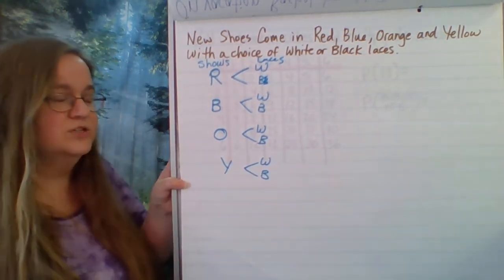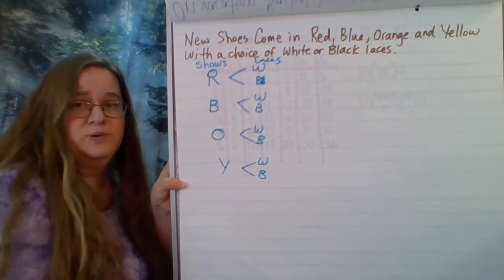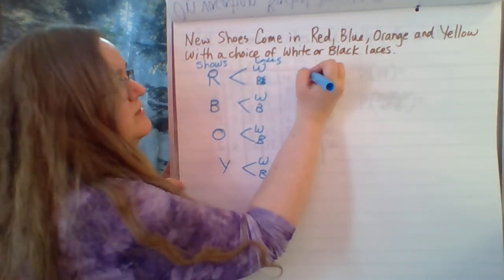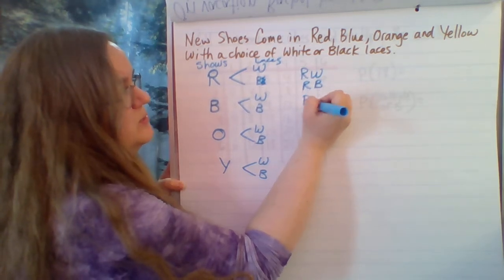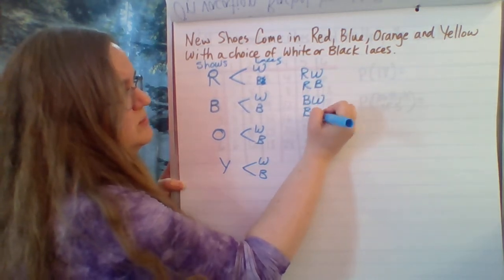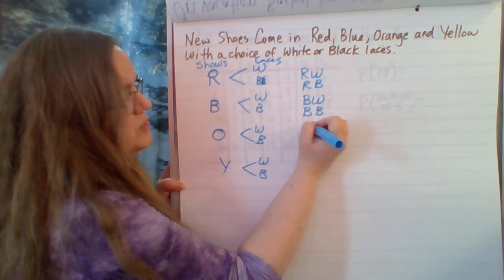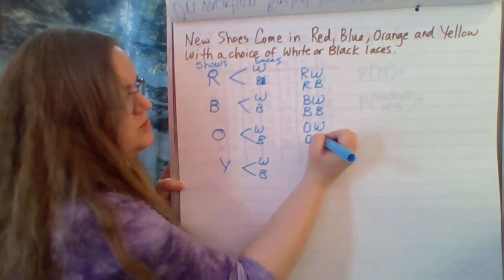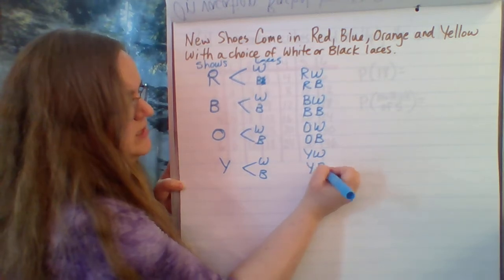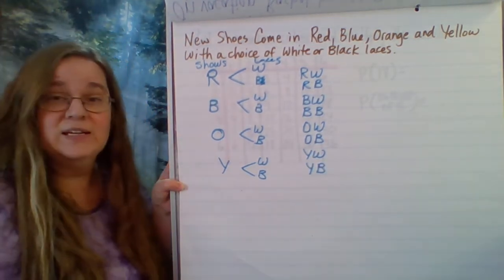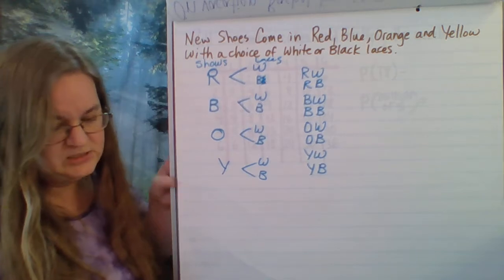Okay, so this shows me all the possibilities. What are the possibilities that I have? Well, I could have red with white laces, red with black laces, blue with white laces, blue with black laces, orange with white laces, and orange with black, yellow with white laces, and yellow with black laces. Okay, so there are 8 different possibilities for this.